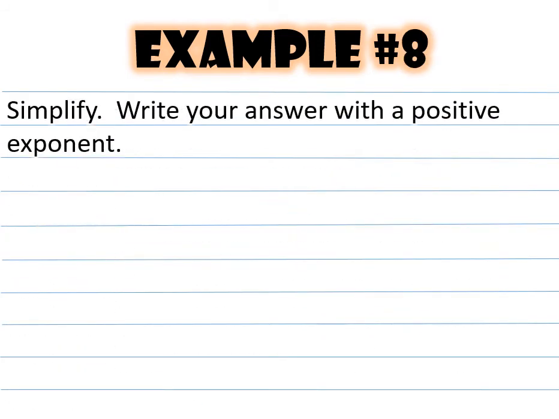Example number 8. Write your answer with a positive exponent. A to the third times b to the second times c to the 5th times a times b to the 6th times c to the 3rd. Well, we could go ahead and give the letter a a 1 right here, which means we're going to add a to the 3rd and a to the 1st to get a to the 4th.